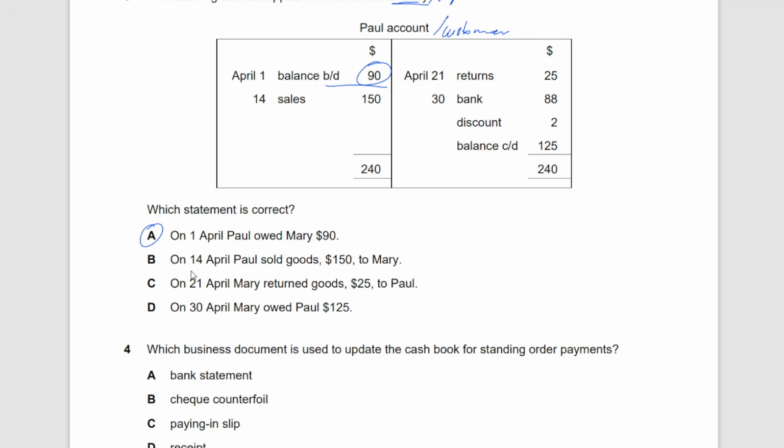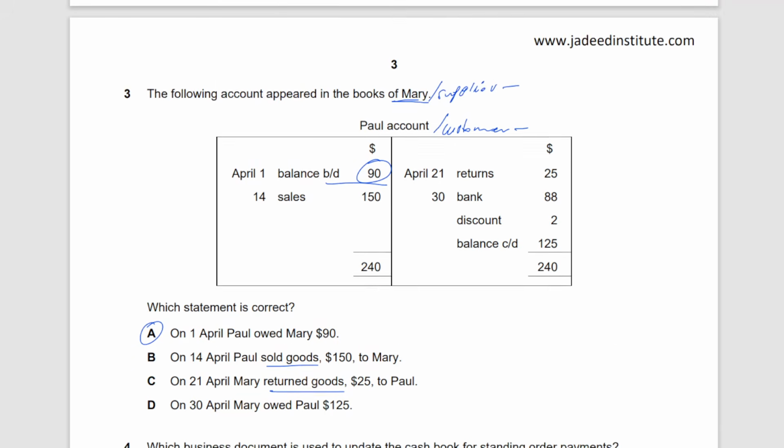Next, we can have a look at the other options as well. On 14th April, Paul sold goods $150 to Mary. Why would Paul sell? Paul is a customer. You see, that's why figuring out the relationship between the two makes it easier. Paul wouldn't sell goods. Paul would purchase goods. Mary would return goods? No, Mary's the one selling. Why would she return the goods? Mary owed Paul? No, because she's a supplier. You see, again, you figure out the relationship, everything becomes easier, right?